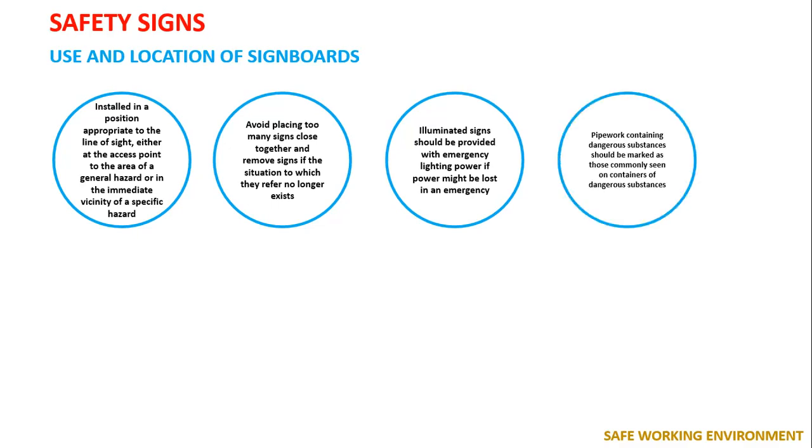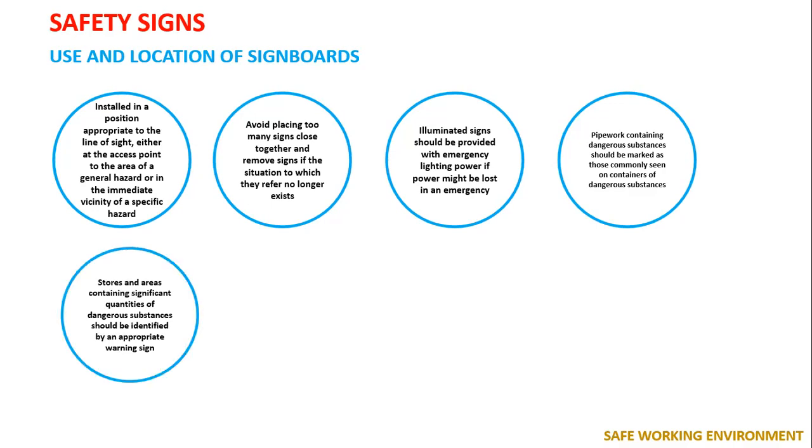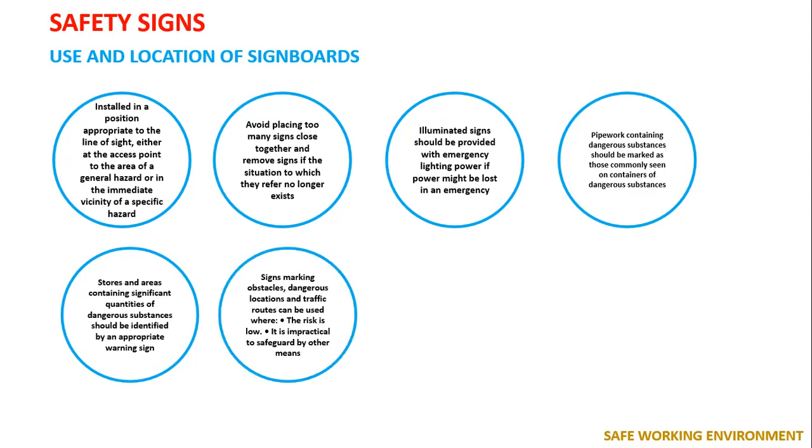Then the pipeworks containing dangerous substances should be marked as those commonly seen on containers of dangerous substances. Then the stores and the areas containing significant quantities of dangerous substances should be identified by appropriate warning signs. So the storage locations.